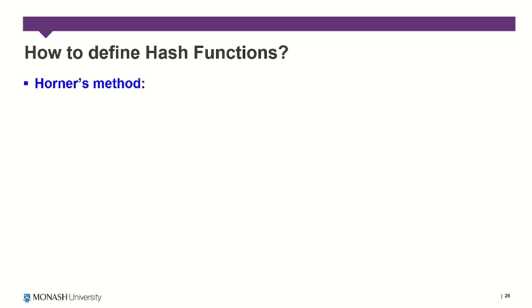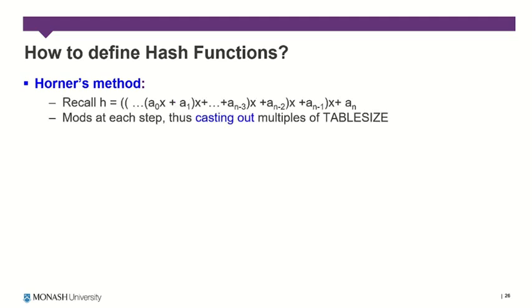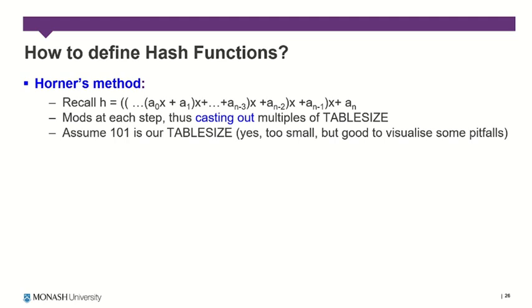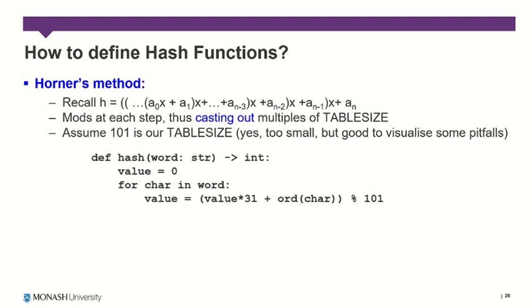So let's look at Horner's method a bit more in detail. So recall, we're defining the hash function as equal to this, and we're going to mod at each step, thus casting out multiples of the table size, making sure our number doesn't become too big. So let's use a table size that's quite small to begin with, just to illustrate this example. So if we define our hash function given a particular word, which is our key, the initial hash value will be equal to 0, and for each character in the word we're going to multiply by 31 and then add the ORD, which is our ASCII value, and then mod by the table size.